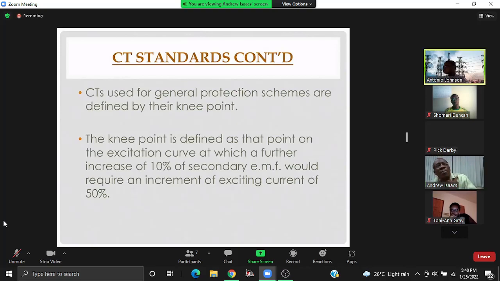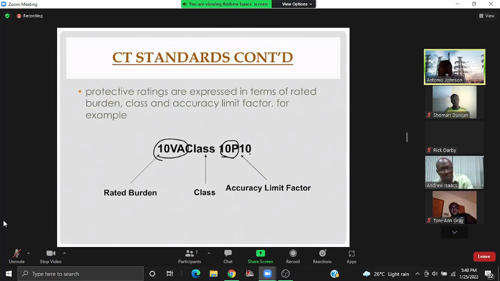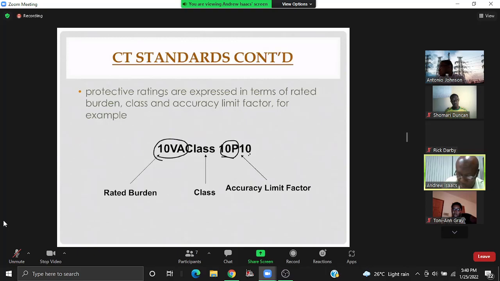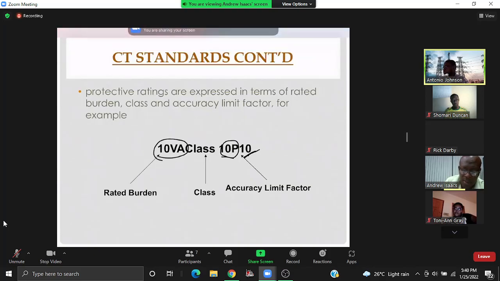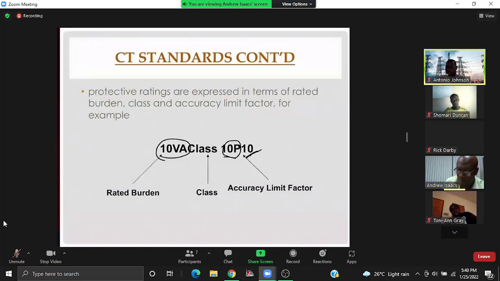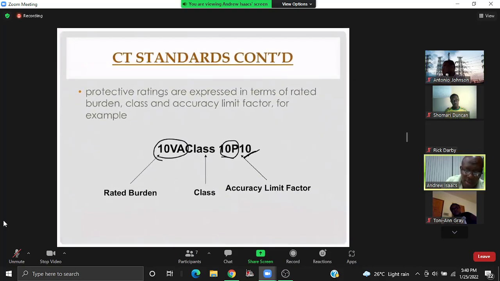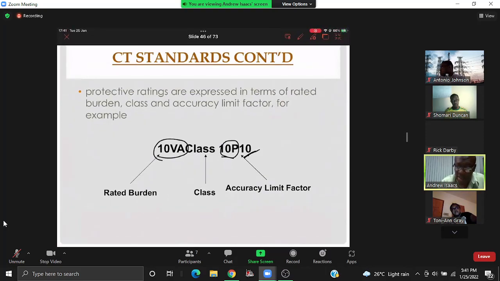Sir, can I take a question? On the previous slide, is it the first number or the second number that is the accuracy limit factor? The accuracy limit factor is the last number. So the 10P would tell you the accuracy class. It's class 10P, from which you would get the errors, and the 10 gives you the limit factor.